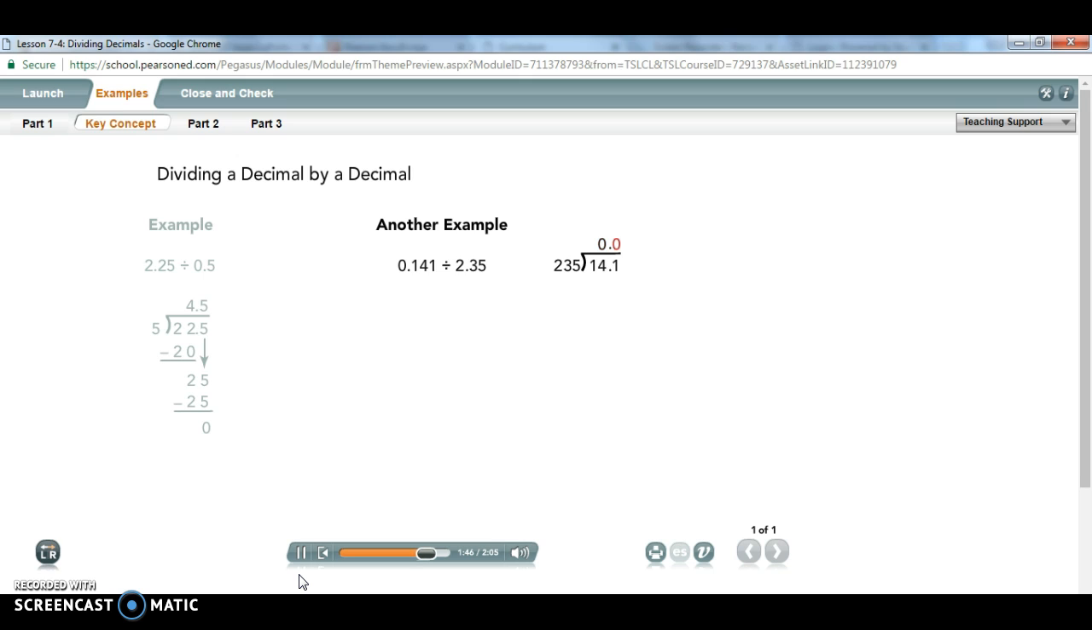235 is still greater than 141, so write a 0 in the tenths place of the quotient. You need to write a 0 as a placeholder in the dividend to do the division. So the quotient for this example is 6 hundredths. Use a calculator to check the quotients for both examples.